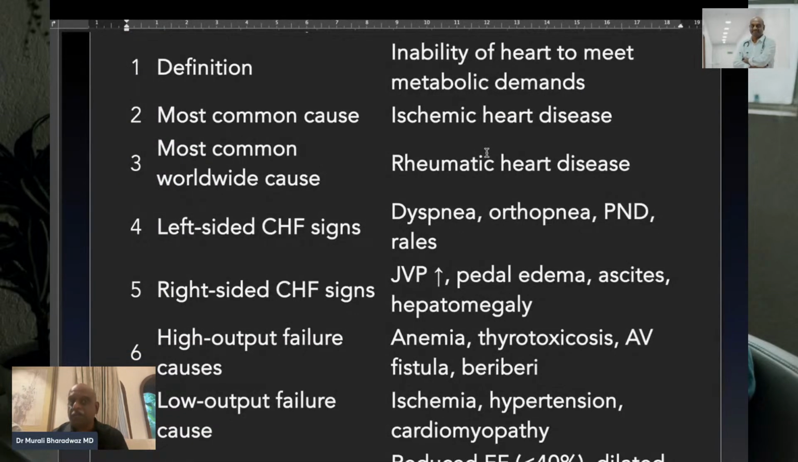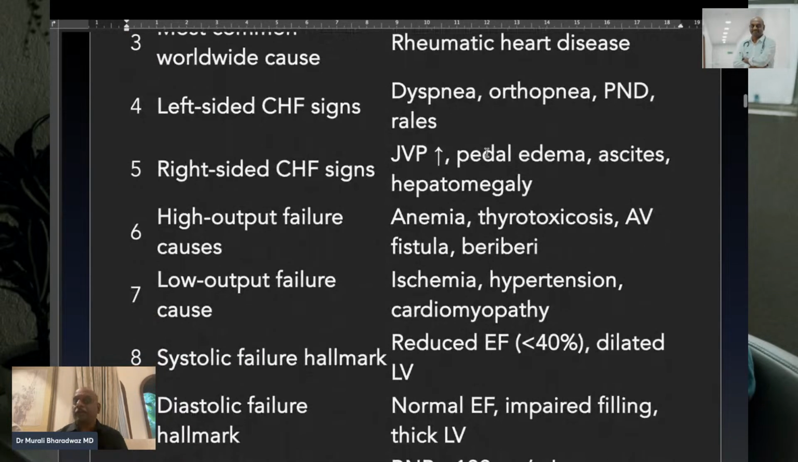Then comes congestive heart failure. What is the most common cause? Ischemic heart disease. Signs of right heart failure? JVP elevated, pedal edema, ascites, hepatomegaly are all right heart failure signs. There's no pulmonary edema. Whereas dyspnea, orthopnea, paroxysmal nocturnal dyspnea are left heart failure.